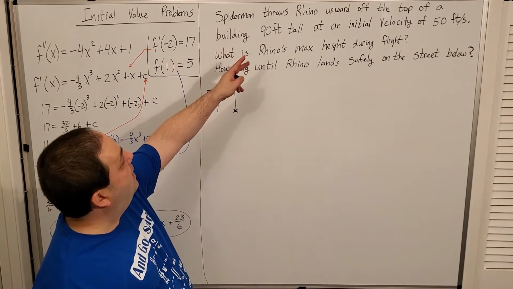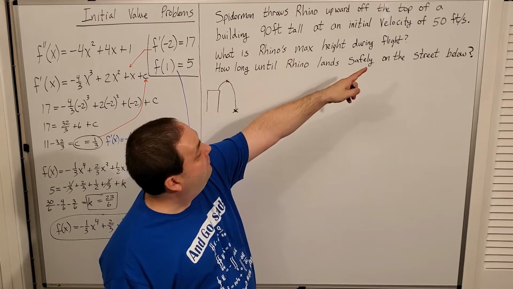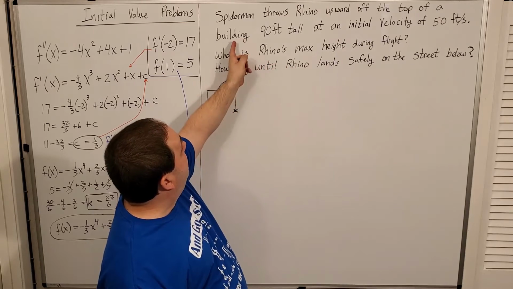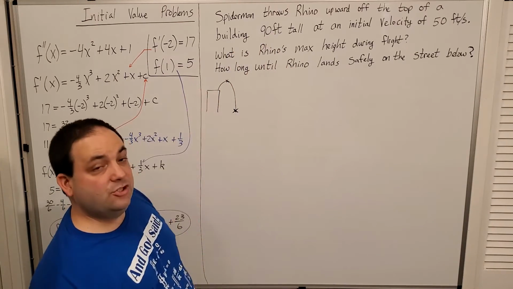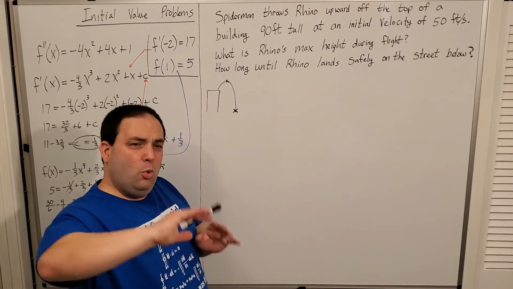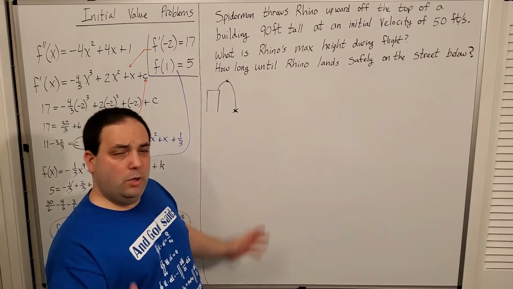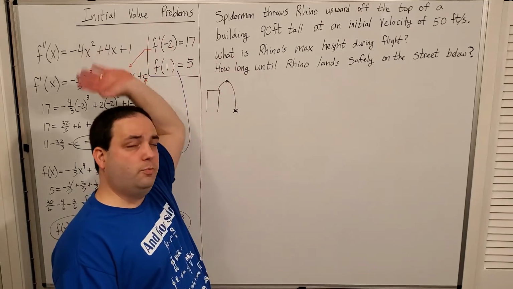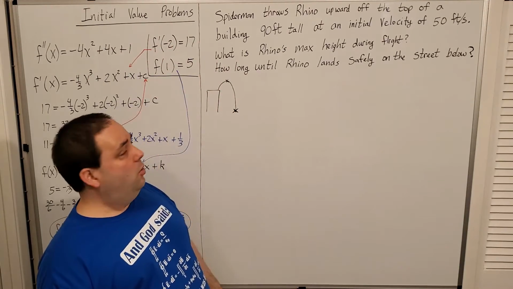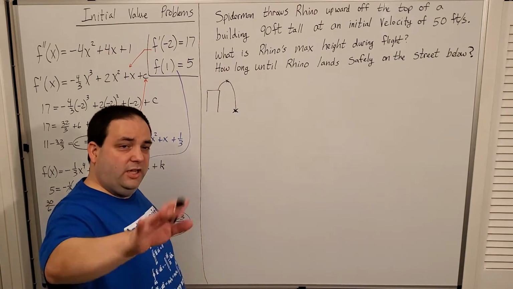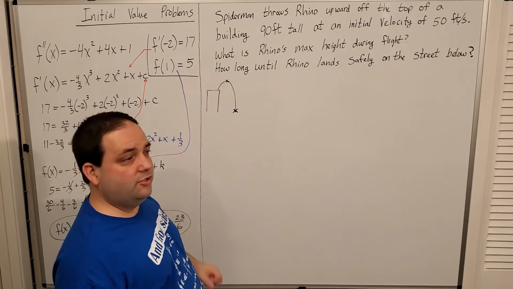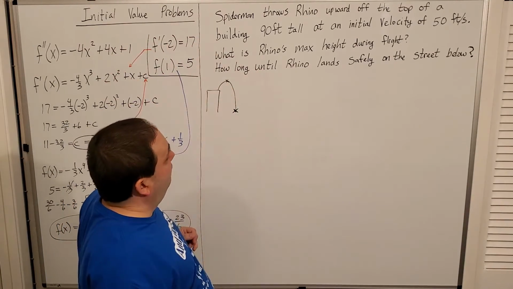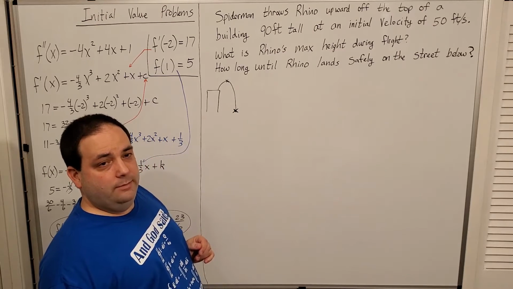Using the initial velocity, right, of 50 feet per second, and the height of the building as 90 feet as the initial position. We're disregarding that Spider-Man is somewhere between 5 and 6 feet tall, and Rhino's probably 8,000 feet tall, whatever. We're just going to ignore those things for now. And we're just going to say that the 90 feet is his initial position when Spider-Man is throwing him off of the top of the building.